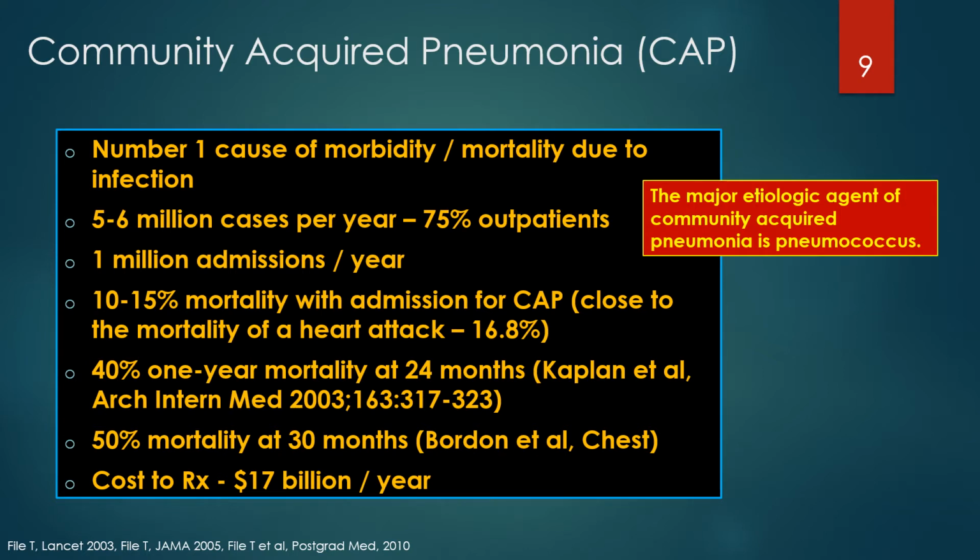There is a 10 to 15% mortality rate when a patient is admitted to the hospital for community-acquired pneumonia, and that hasn't significantly changed since 1952, when the mortality rate from community-acquired pneumonia was 13%. The mortality rate for myocardial infarction with hospitalization is 16.8%, similar to that of community-acquired pneumonia. Studies by Kaplan and Borden demonstrated a 40 to 50% mortality rate, 24 to 30 months respectively, after community-acquired pneumonia. Treatment of community-acquired pneumonia costs about $17 billion per year.